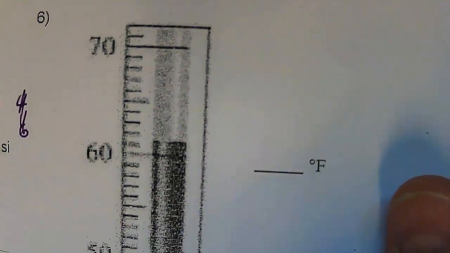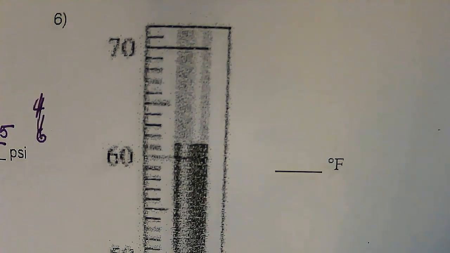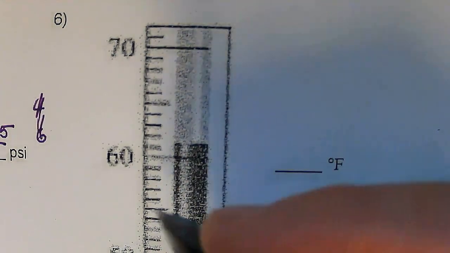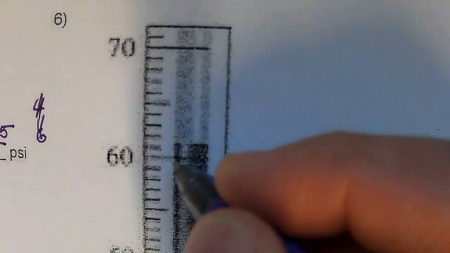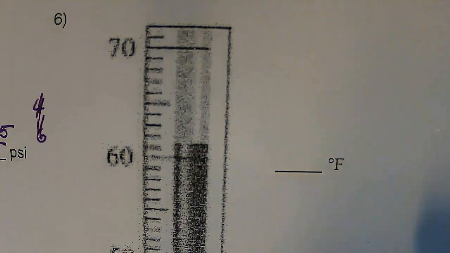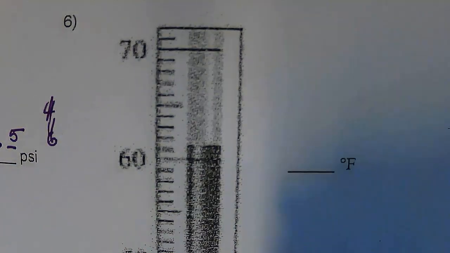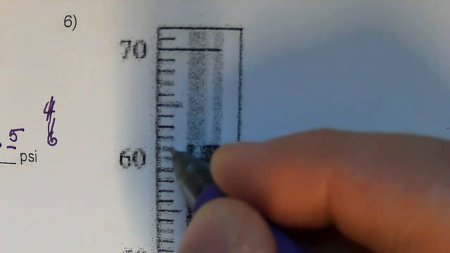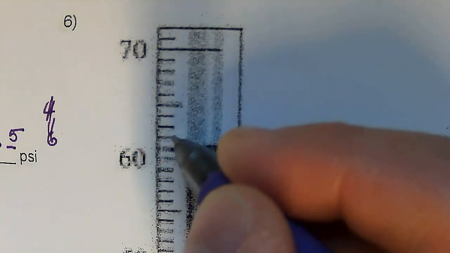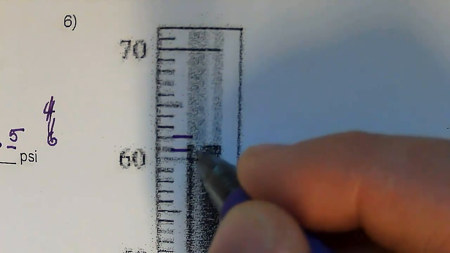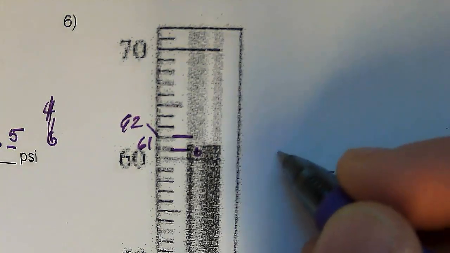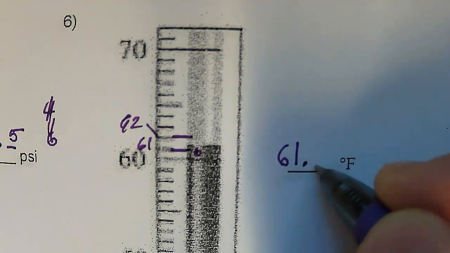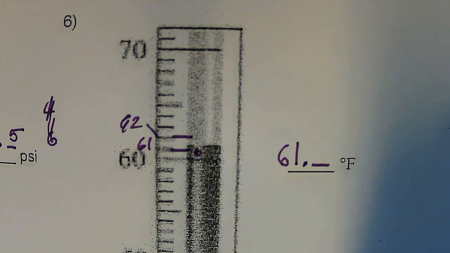The last one here, I apologize, it's very blurry. So maybe I'll change this one out at one point, but okay. But in chemistry, sometimes you don't get everything working out perfect. So let's see. So I see the graduations here. And so this one is 61, and then this one is 62. So I know it's 61 point something again, okay?